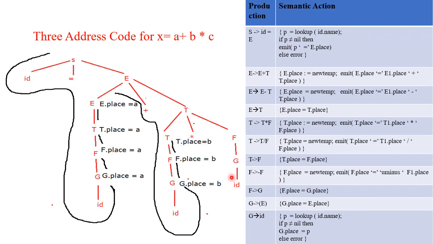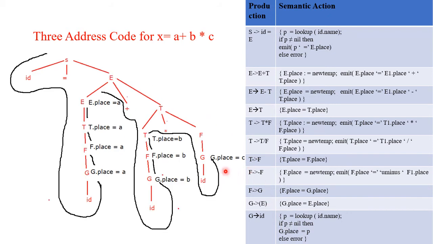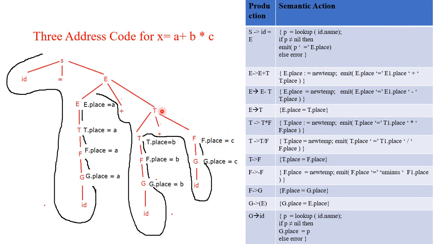Now, when we reach here, G gives id, G.place equal to C. When we reach here, F gives G. When that reduction happens, F.place equal to C has to be done. When we reach here, what is the reduction that happens? T is equal to T star F.